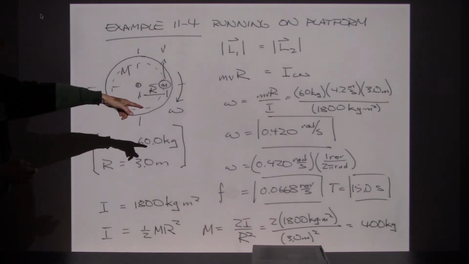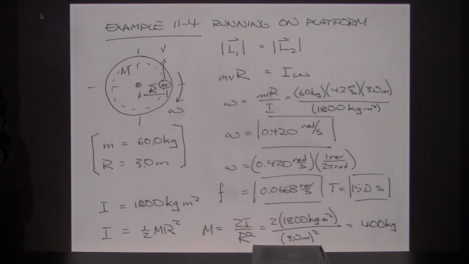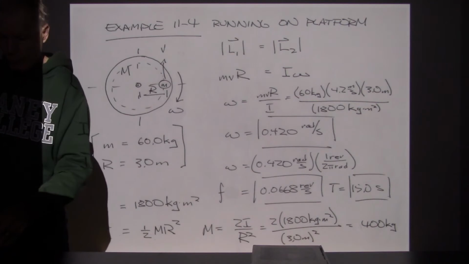The platform, meanwhile, is taking 15 seconds to rotate once. So the person's going to go around 3 times for every time the platform goes around once, but bottom line is it's the angular momentum that's being conserved here.